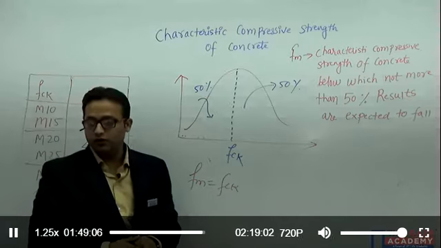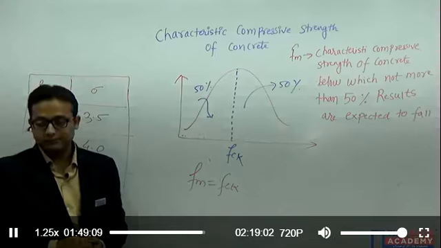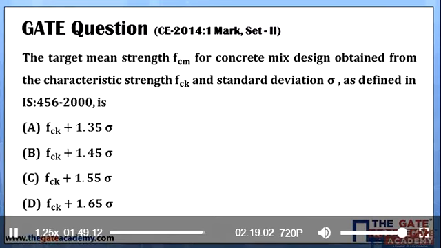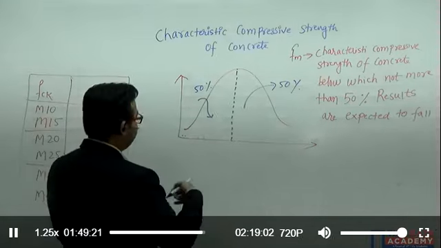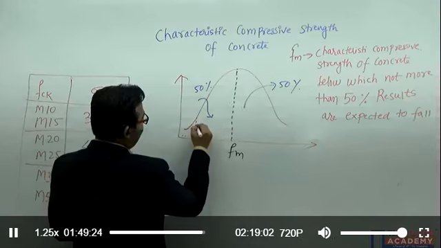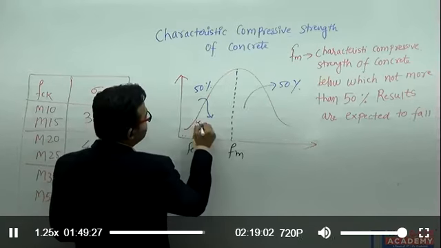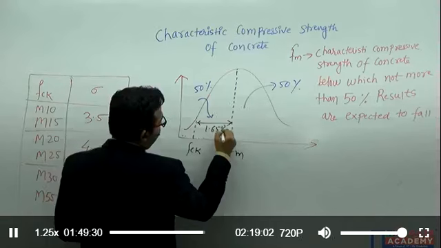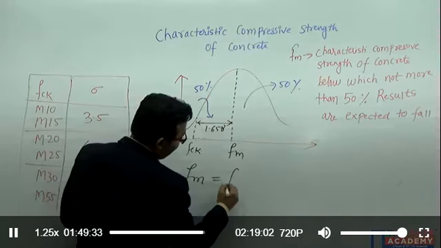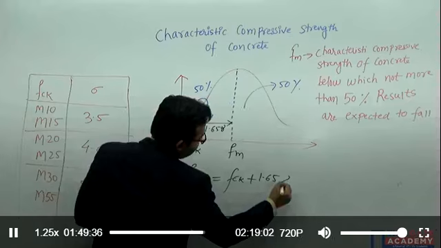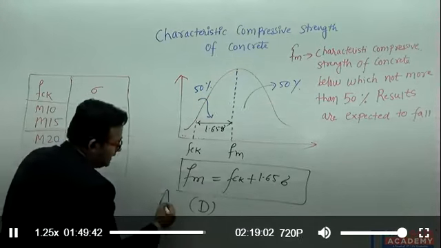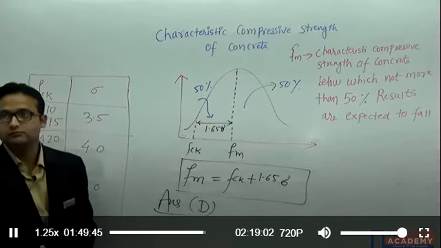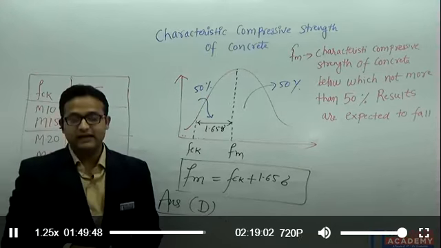GATE 2014 for 1 mark. Please see your PPT and try to solve the answer. Yes, for this question answer is D. Correct. This is your FM and this is somewhere here, suppose FCK. The distance between these two I know that is 1.65 into sigma. So definitely your target mean strength will become FCK plus 1.65 of standard deviation sigma. So your option is D. The answer is D.